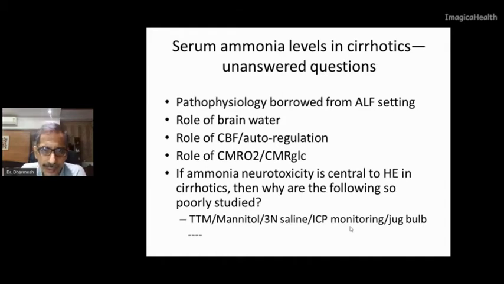So you will take away the precipitants, you'll give them lactulose, you'll give them rifaximin, you'll try to replenish their intravascular space, you'll treat their infection, and you really do not know where ammonia comes in all of this. With this, I thank you, and I'll be very happy to take any questions.